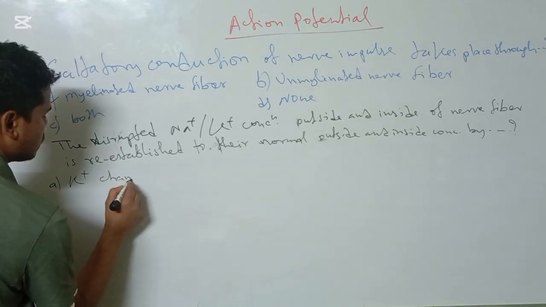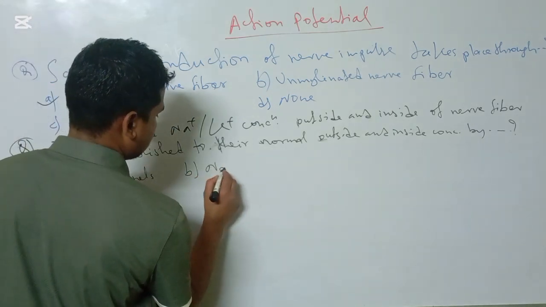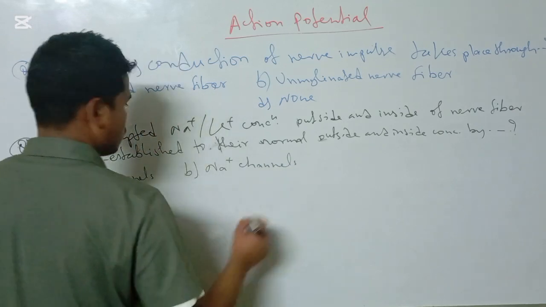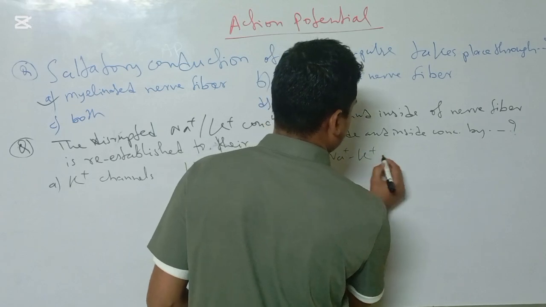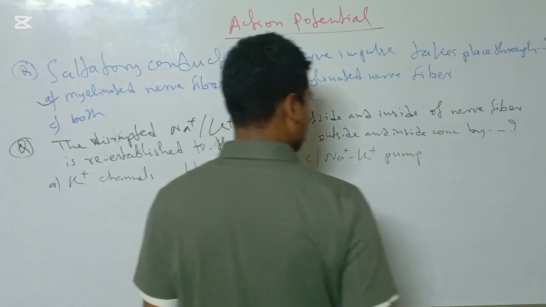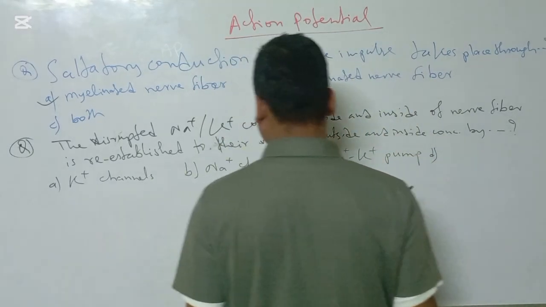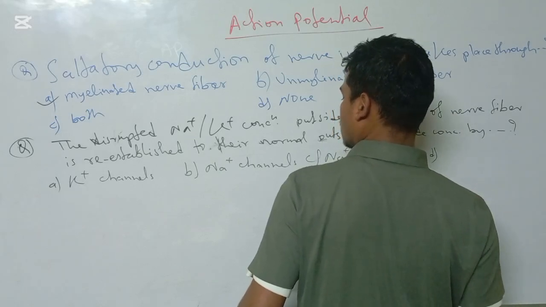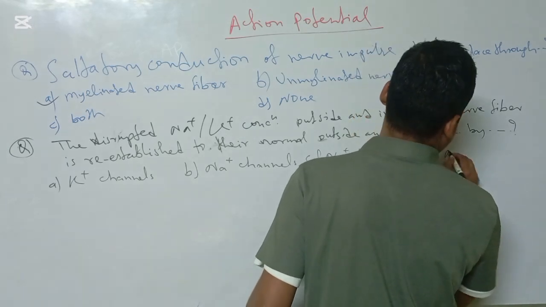Your options are: A, potassium channels; B, sodium channels; C will be sodium potassium pump; D is, let us suppose, none.